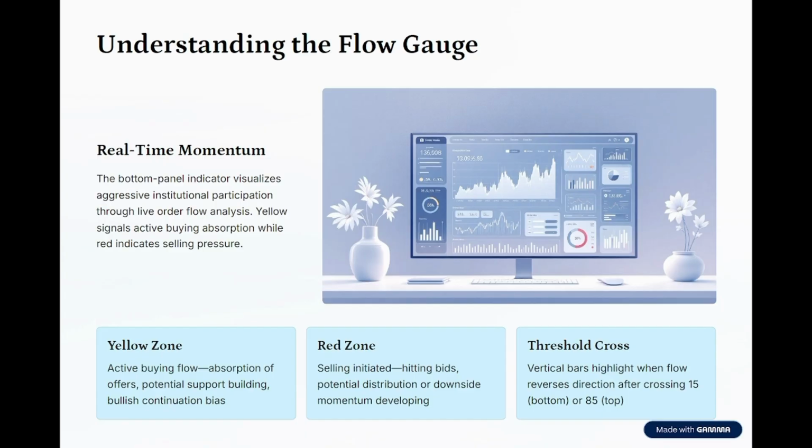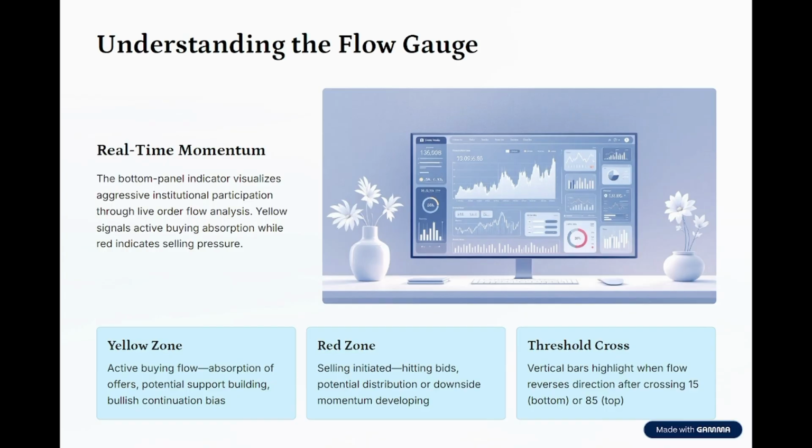This lets you know that potential support is building and a bullish continuation bias is likely. When the indicator turns red, it signals active selling flow with bids hitting the market. When you see this, there is a potential distribution occurring and likely downside momentum developing.